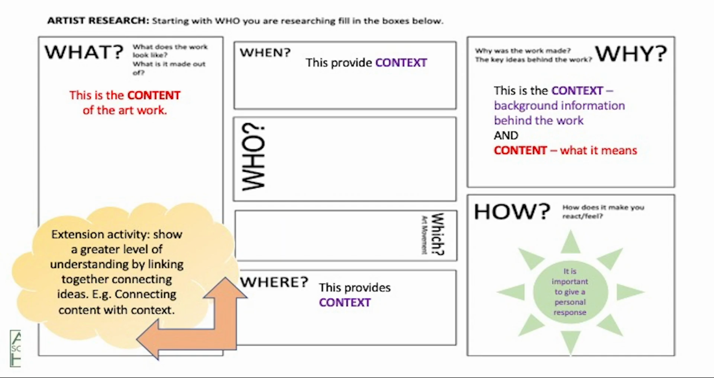This is what the research grid looks like. We'd like you to start by writing the name of who you are looking at in that middle box where it says who. Then above and below that you can write when they made the artwork, which art movement they were part of, if any, they might not be, and where they made it. That helps provide context. Then either side of that you can see more information boxes. There's a what. In the what box you're going to put what does the work look like. What is it made out of? This is the content of the artwork, what it looks like. Try and describe it in words.